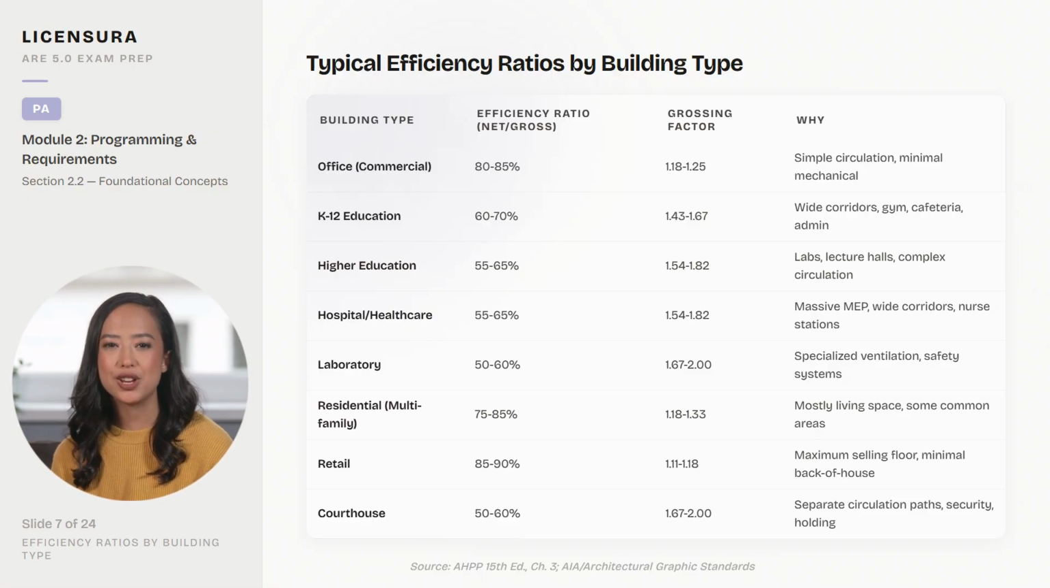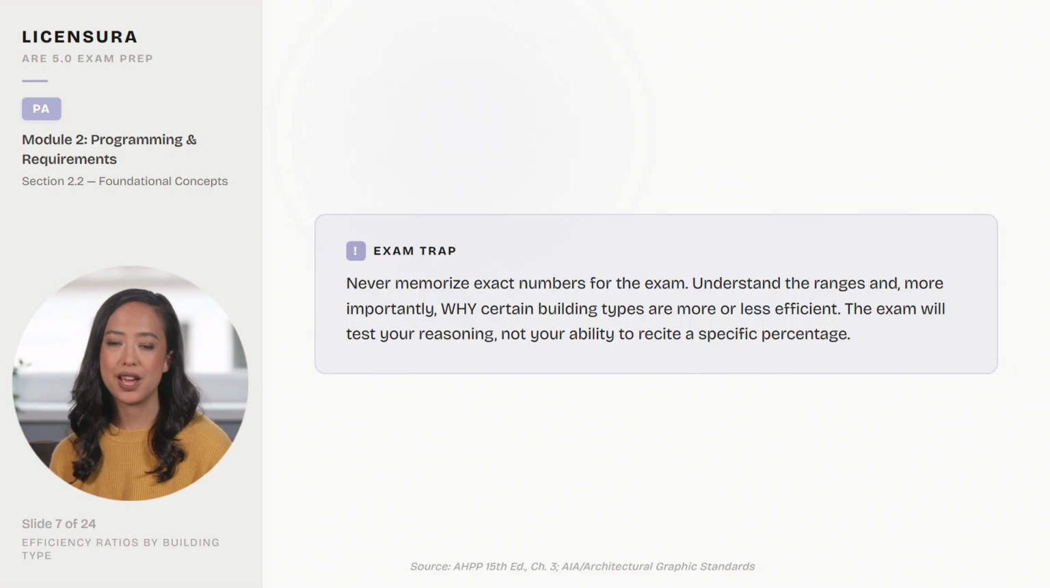The grossing factor tells you how much building you need. A hospital program at 55% efficiency requires nearly twice the net area in gross building. A critical warning: never memorize exact numbers for the exam. Understand the ranges and, more importantly, why certain building types are more or less efficient. The exam will test your reasoning, not your ability to recite a specific percentage.